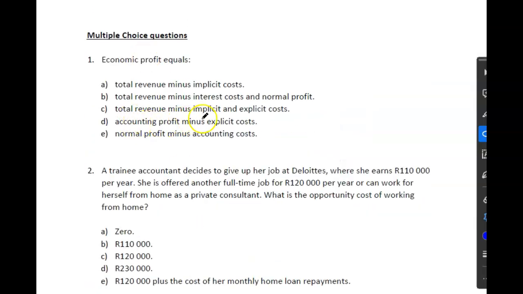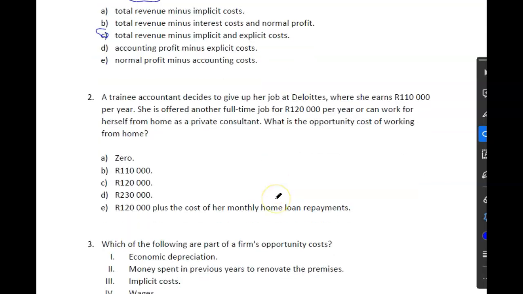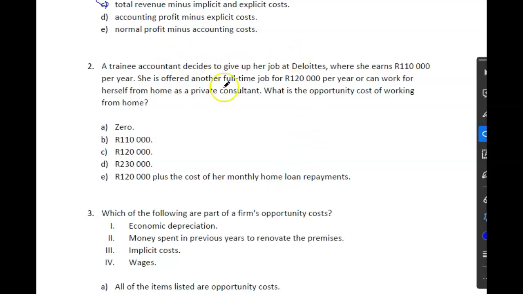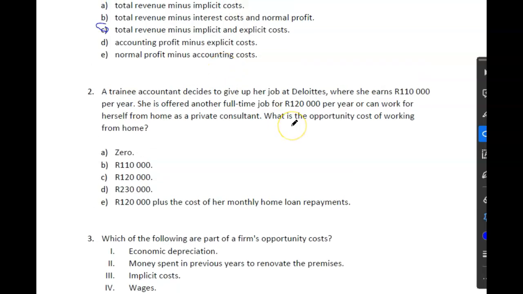So now we're on multiple choice. Now, economic profit. I told you in the first question, economic profit is your total revenue minus the implicit and explicit costs, right? Implicit costs are all costs that are opportunity costs. Explicit costs are all costs such as your normal costs, your rent, your inventory, you buy a chair, you buy anything. A trainee accountant decides to work at Deloitte, okay? She decides to give up her job over there, so she doesn't work there anymore, where she earns 100,000 a year. Then she was offered another job for 120,000 rand.